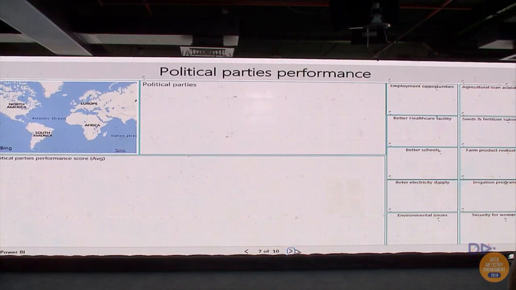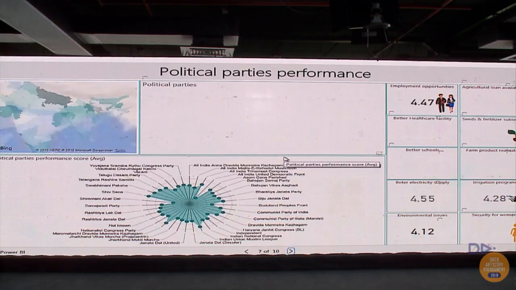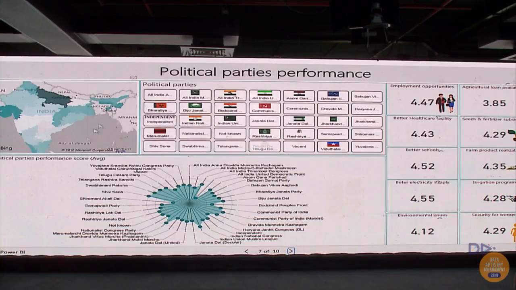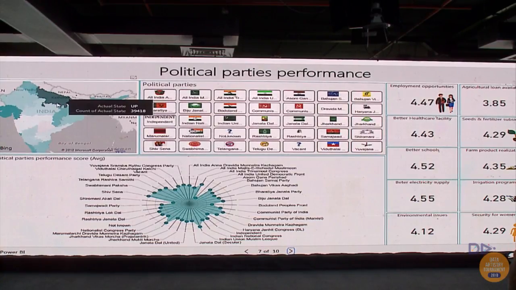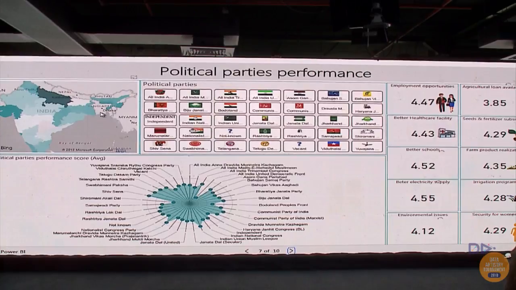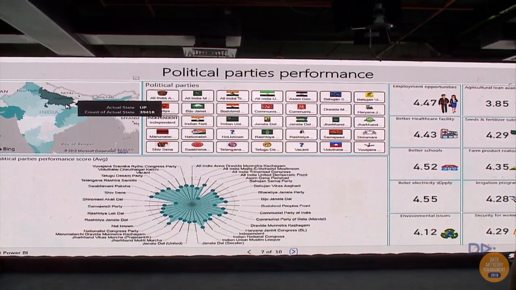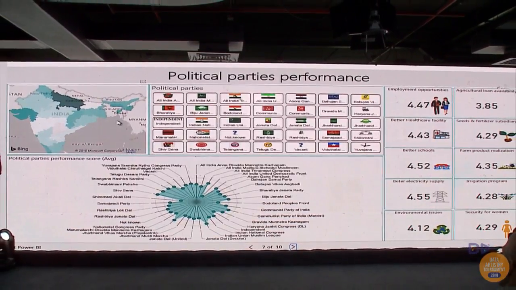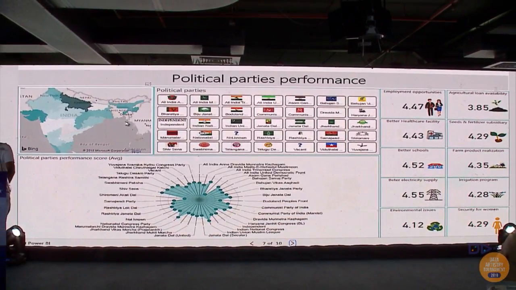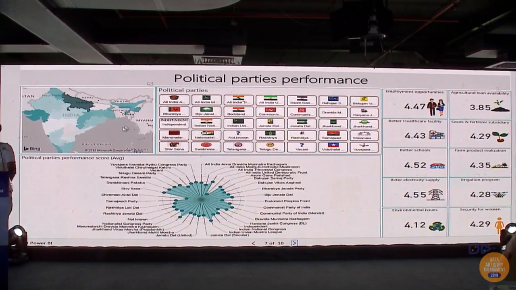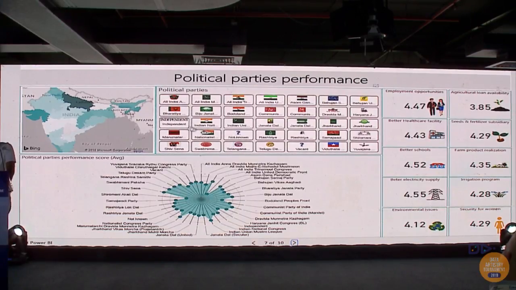Going to the next one, we want to see how entire political parties are performing across the country. As you can see from the map, the darker it is, the more the response from the constituency or from the state. Also, UP being the biggest state in India, it constitutes 16% of the population and has 80 constituencies.